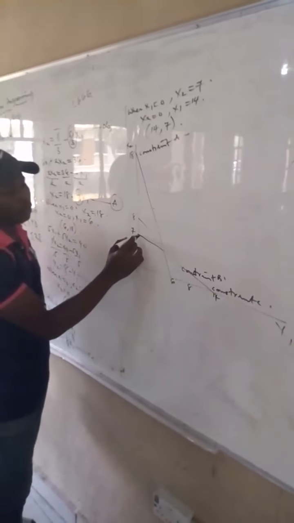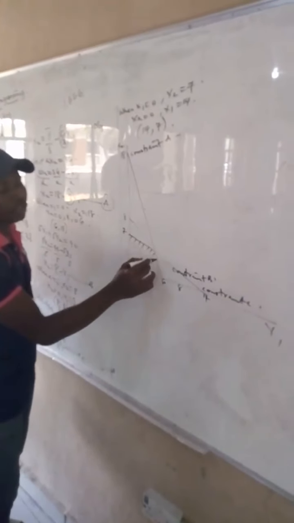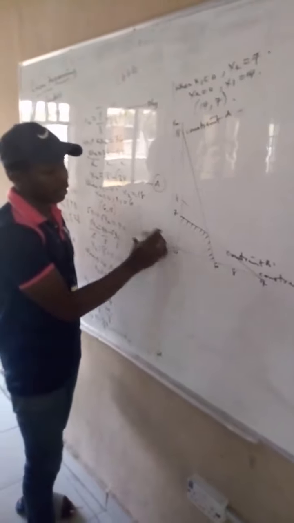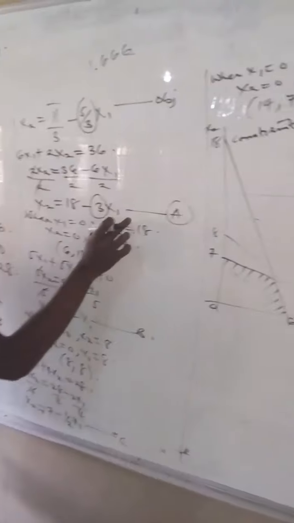Now looking at it, we have to shade. These are the feasible region, that is, this is where our solution lies. Then this is the point of the origin, 0. Now after plotting the graph like this, you now go back to the constraints. Looking at the first constraint here, this is constraint A.